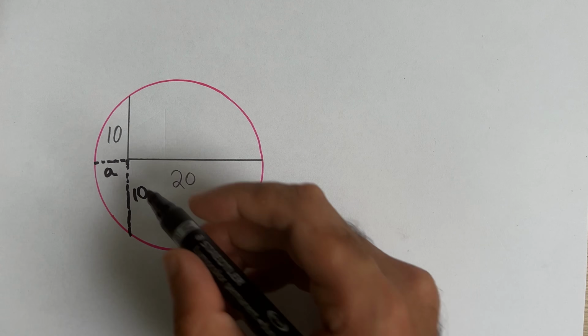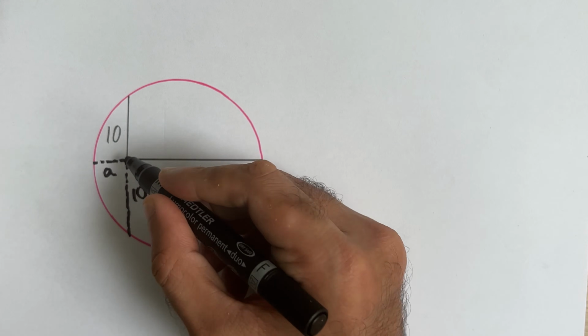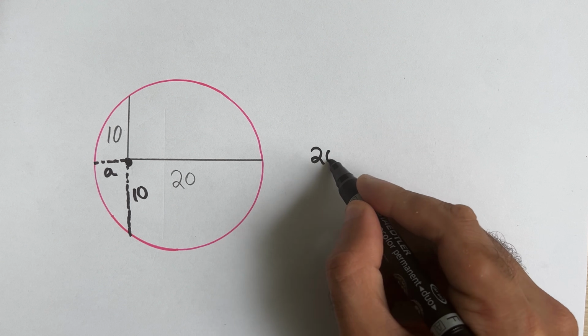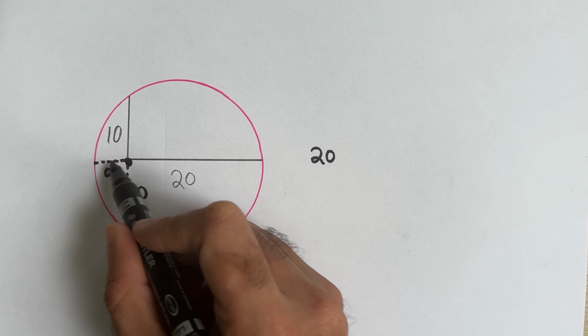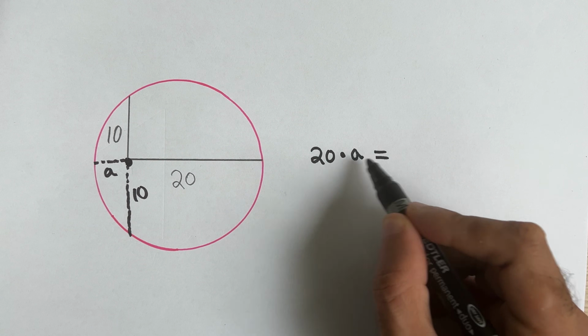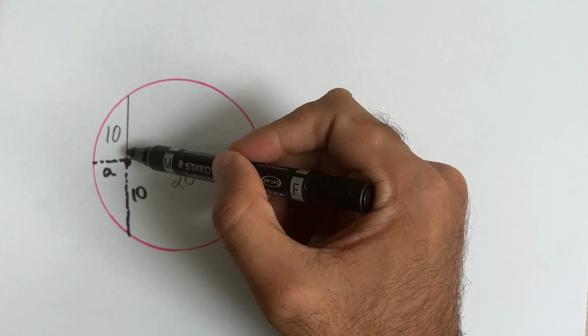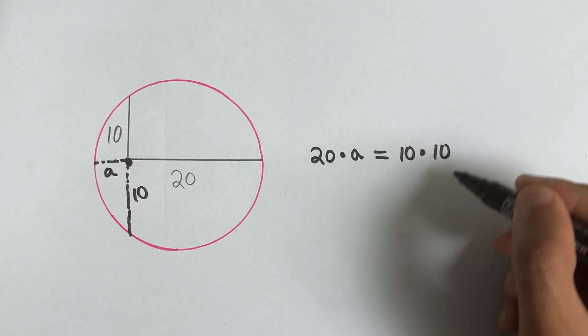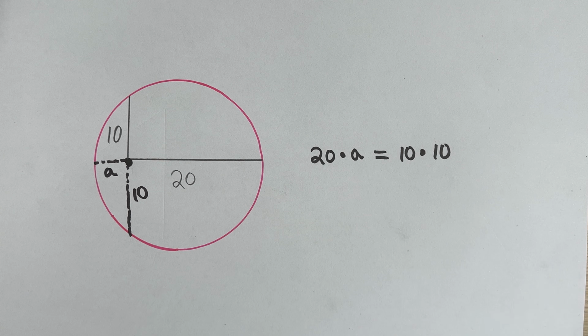So what we can do now is we are interested in this point. This length, which is 20 unit, if we take this and multiply it with this length, which we have called A, this needs to be the same as this length here, which is 10, times this length here, which is also 10. This is the Chord theorem, okay? It's much easier, much faster.